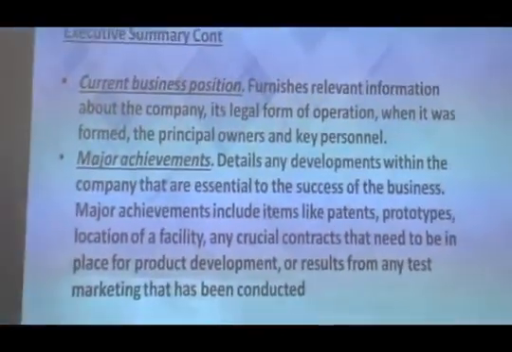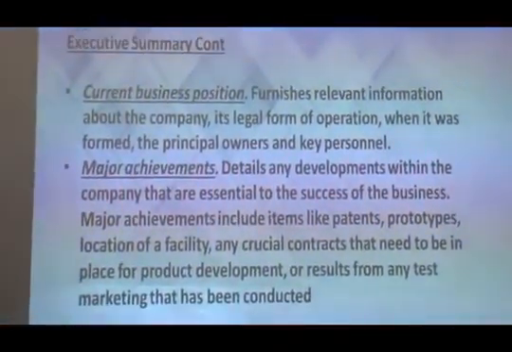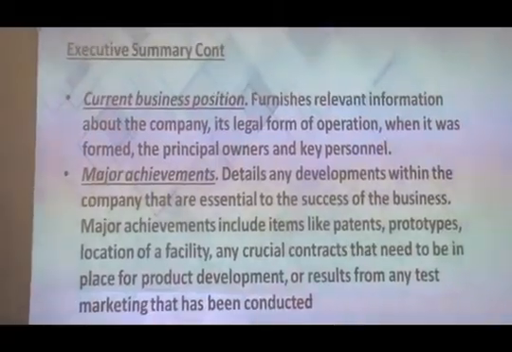Then it's supposed to have position. Your executive summary is supposed to describe your current business position: what the business is, how the business is right now, and what it tends to be in the future, and the legal position of your business, principal owners, and personnel. You have to list all this in your executive summary.